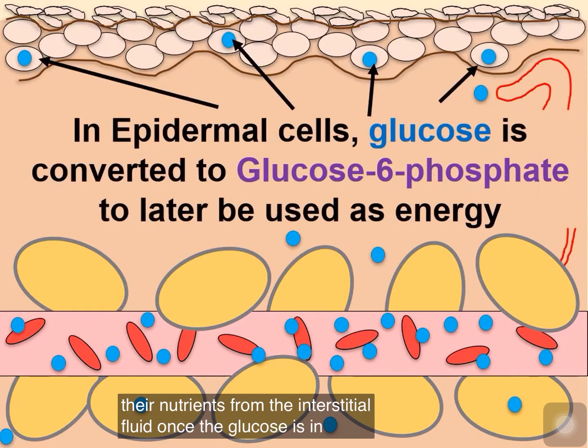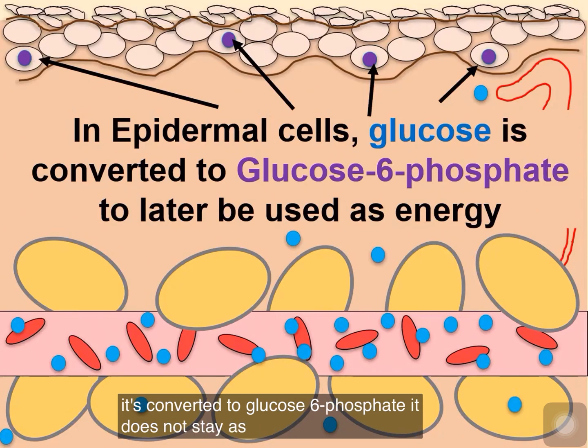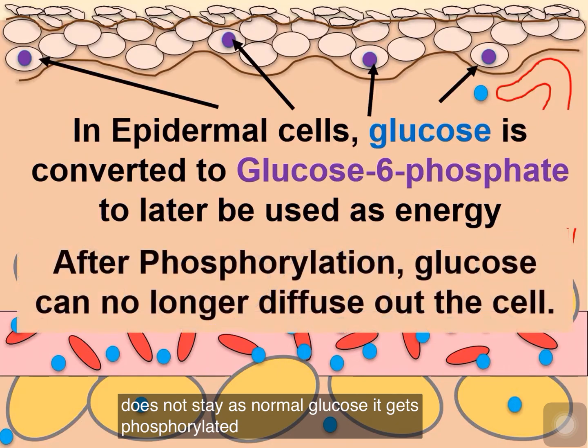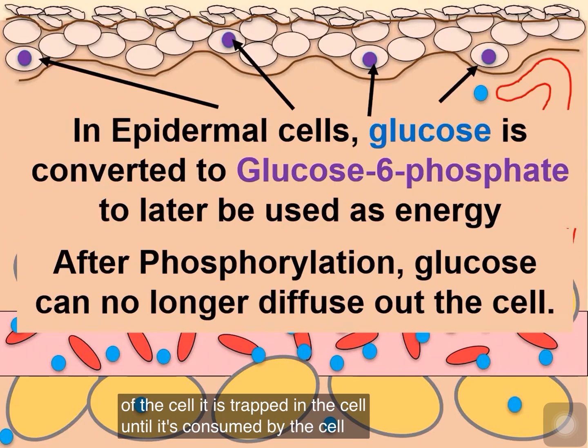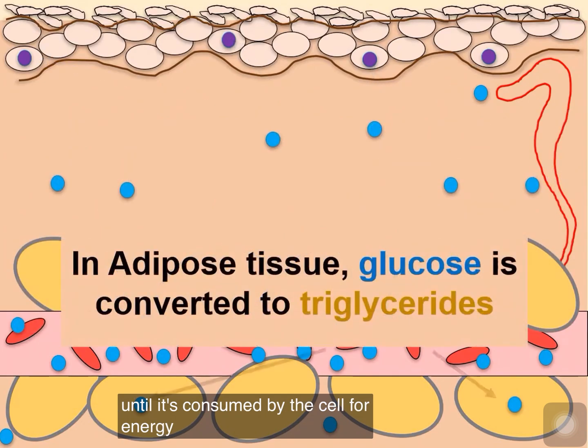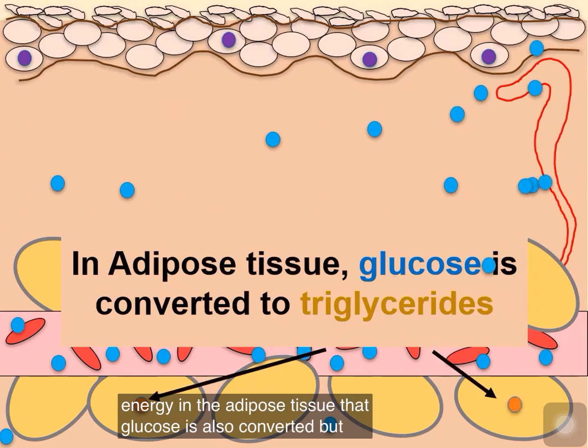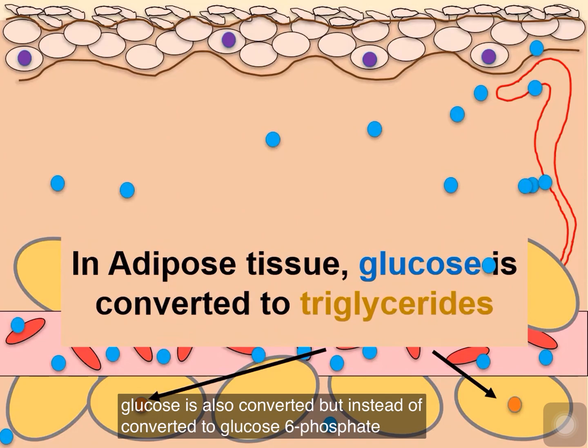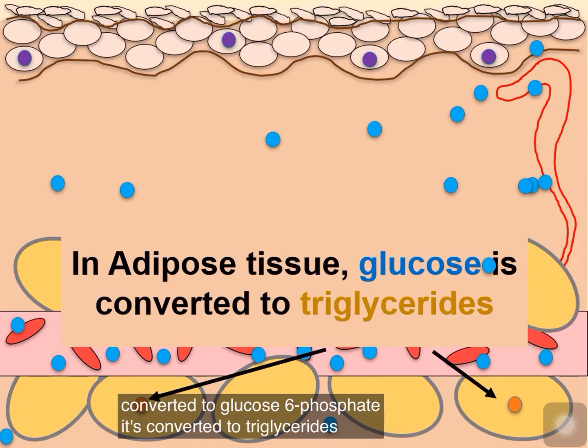Once the glucose is in the cells, it's converted to glucose 6-phosphate. It does not stay as normal glucose. It gets phosphorylated. After it's phosphorylated, that glucose can no longer come back out of the cell. It is trapped in the cell until it's consumed by the cell for energy. In the adipose tissue, the glucose is also converted, but instead of converted to glucose 6-phosphate, it's converted to triglycerides.